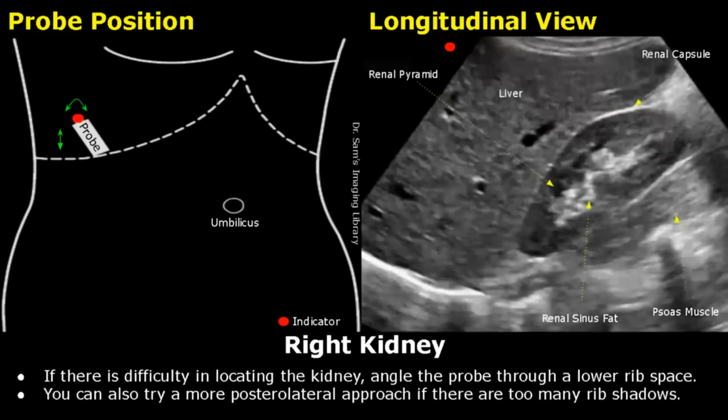If you find difficulty in locating the kidney, angle and move the probe through the rib space. You can rotate slightly anti-clockwise to fit the rib space and remove rib shadows. You can move the probe more to the right if too many shadows are obscuring the kidney, and try a posterolateral approach.